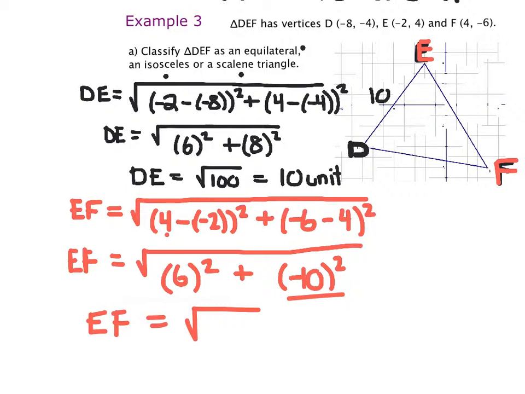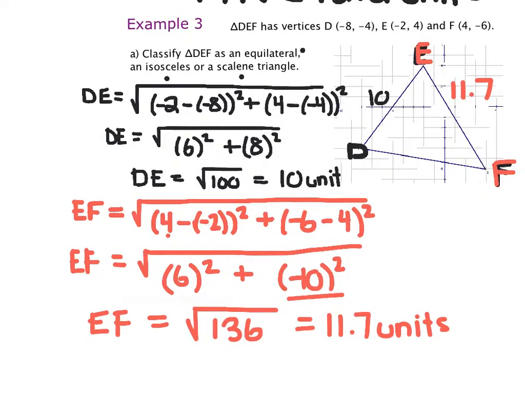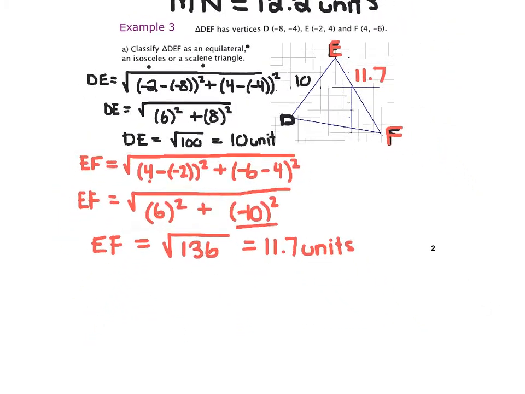Okay? So we would end up getting 36 plus 100 here underneath. So we get 136. The square root of 136 is approximately, we're going to go to one decimal place, 11.7 units. So we found that 11.7 exists here.